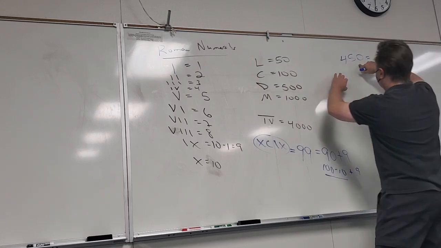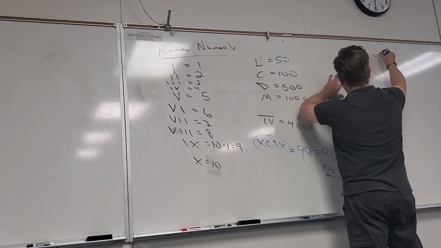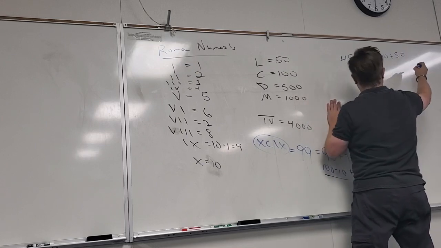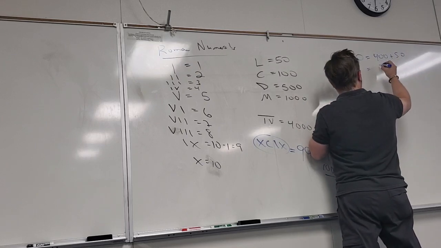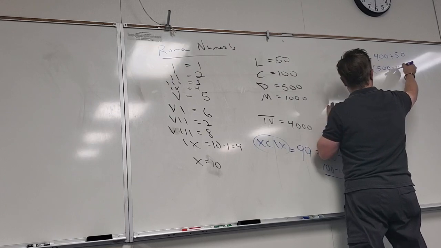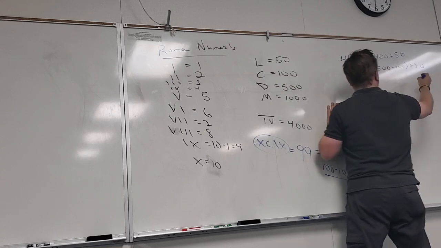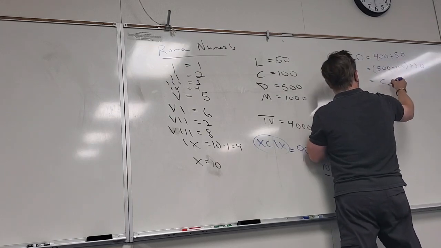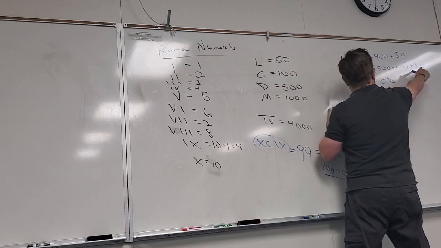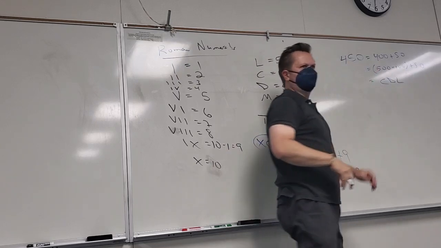So how would I do 450? So it's 400 plus 50. So you would do CDL. Yeah, 500 minus 100 plus 50. Got it. Yeah, so it'll be C from D plus L. Got it. I like it.